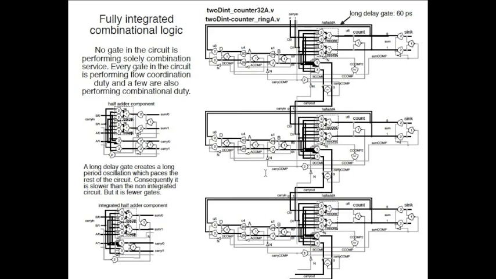So in the last two circuits here, we'll integrate the combinational logic with the flow control logic. So this is the component, and this is the combinational logic, and this is the flow control logic. And what we'll do is integrate these, and we'll run the enable into this rank, and we'll still have the completeness. So now this is the integrated half adder component, and this is running into this rank.